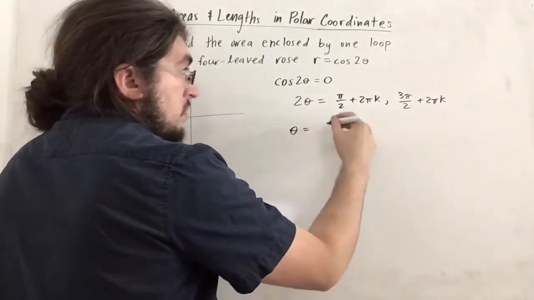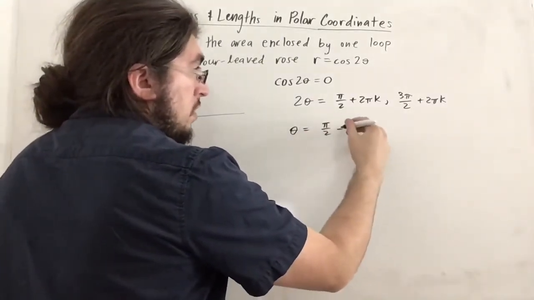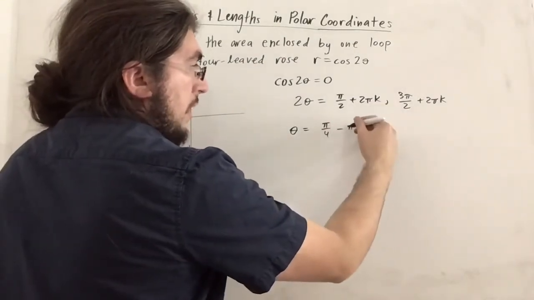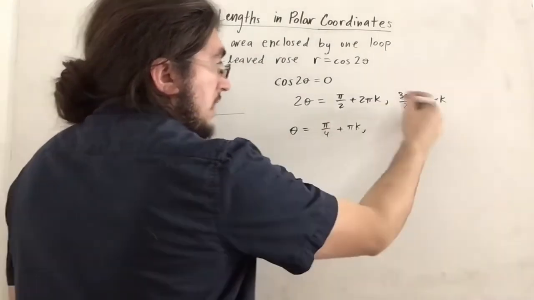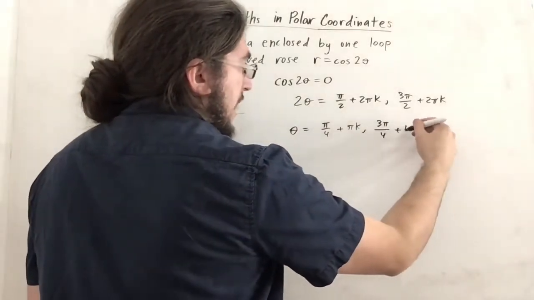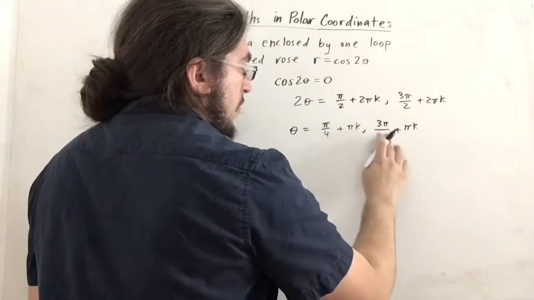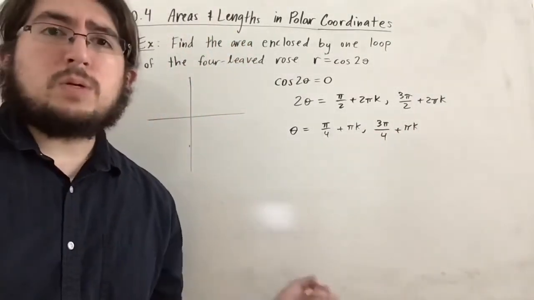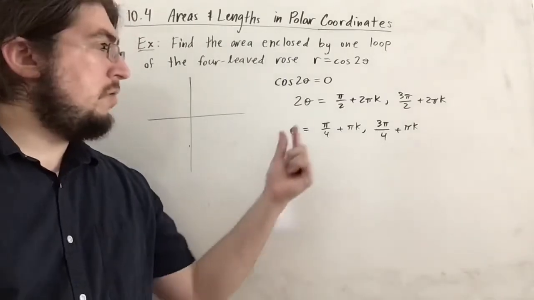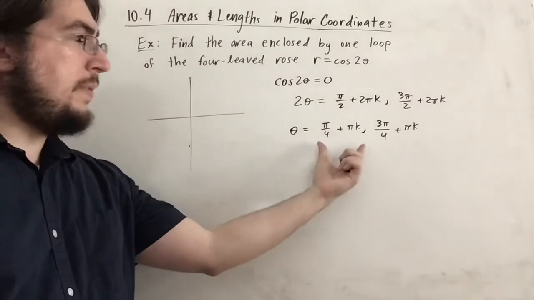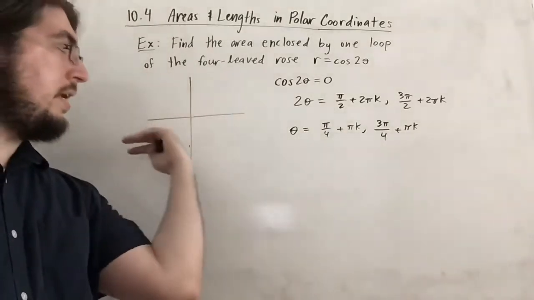So when you do that, you get pi over 4 plus pi k, and similarly here, 3 pi over 4 plus pi k. Remember that what we want for our theta values, like I mentioned previously, is to be between 0 and 2 pi. So pi over 4 is in the first quadrant and 3 pi over 4 is in the second quadrant. When you add pi to pi over 4, you get to the third quadrant.